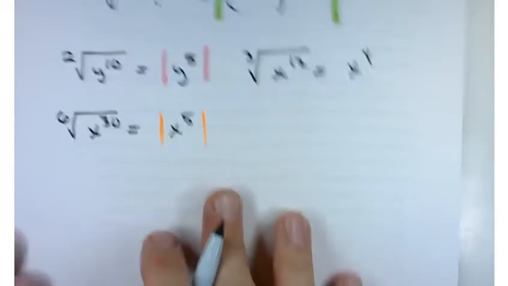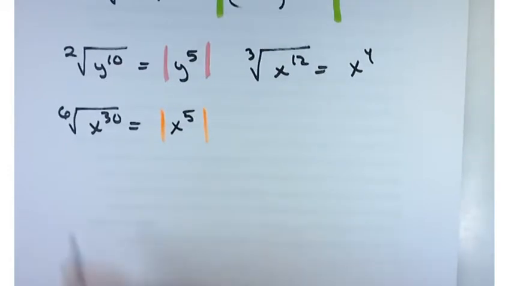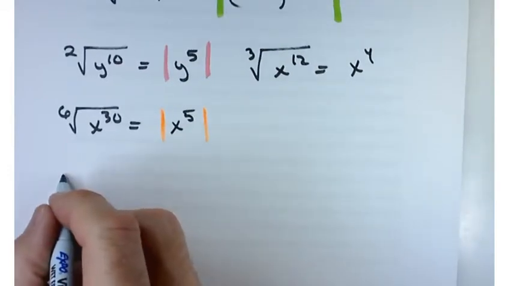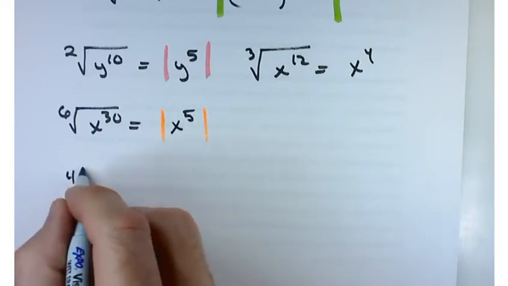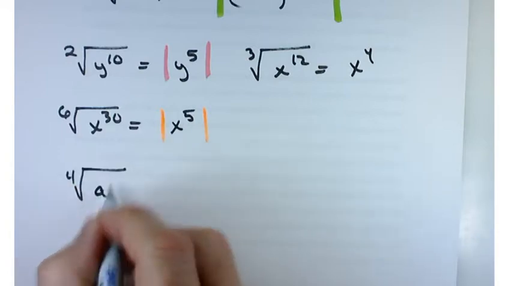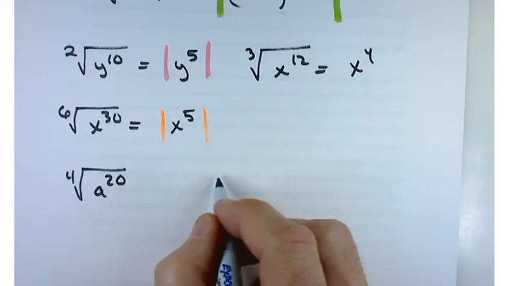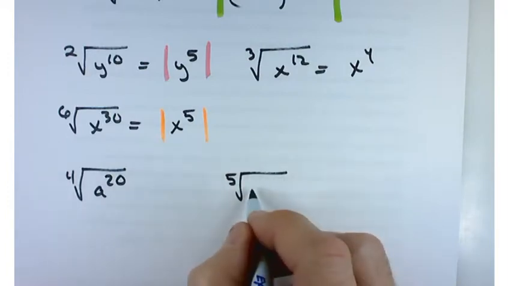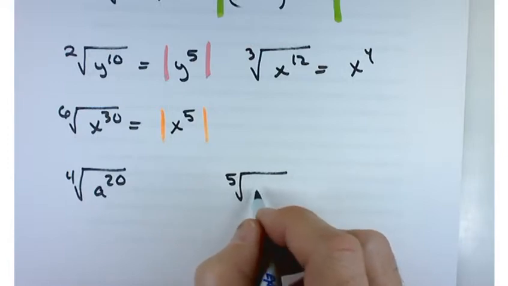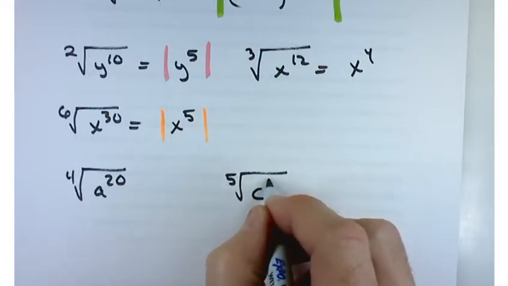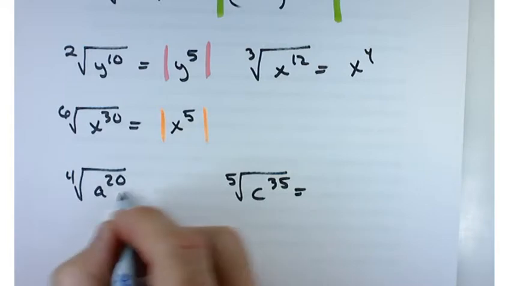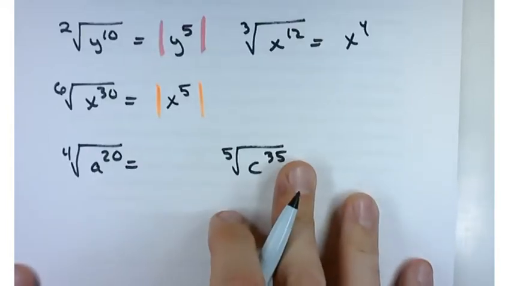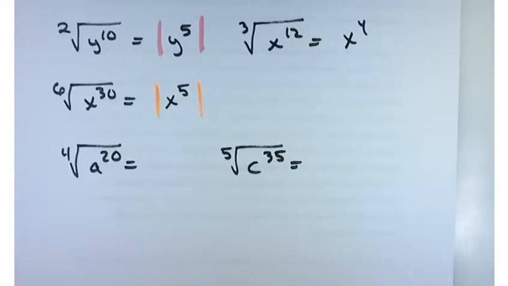Let me give you a couple more for you to chew on. Let's do the 4th root of a to the 20th power and the 5th root of c to the 35th power. See what you can come up with for those. Try and decide if you're going to need the absolute value.